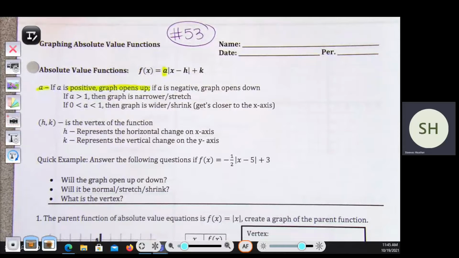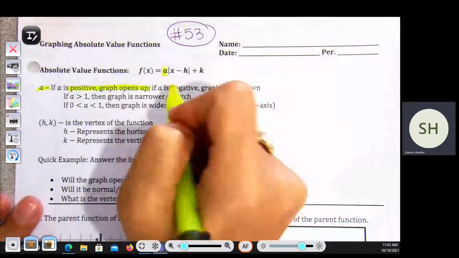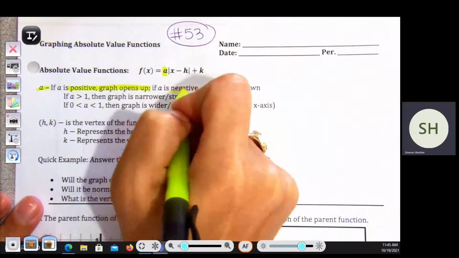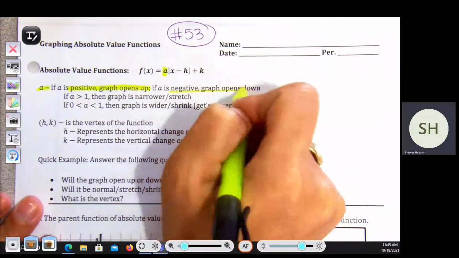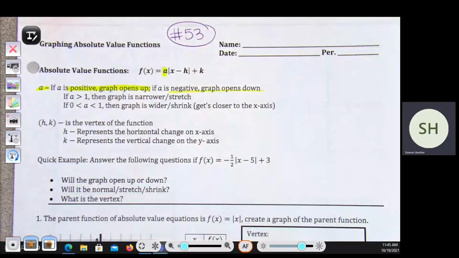If a is negative, that means the graph is going to open downwards like a negative Nancy. It's going to look like a sad face because a is negative. So if that leading number at the very front of your equation is negative, it opens down. If it's positive, it's going to open up.